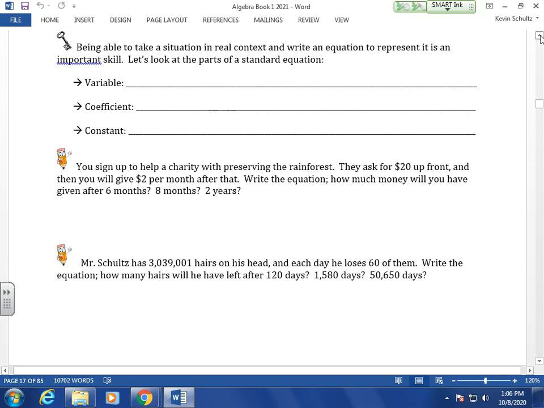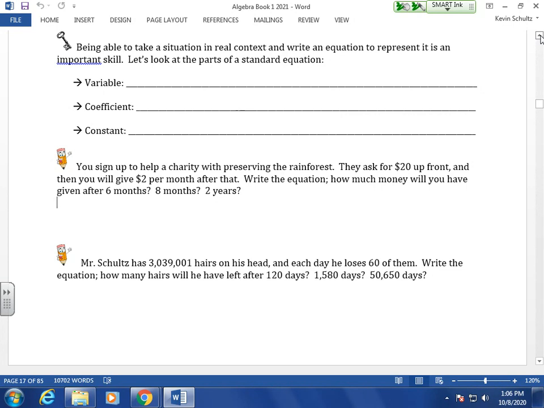So with the word problems where your task is to write the equation yourself, you have to know what the pieces are. You know, what does this value represent? Where does it go? How does it affect the overall value? So we've got the variable, the coefficient, and the constant.